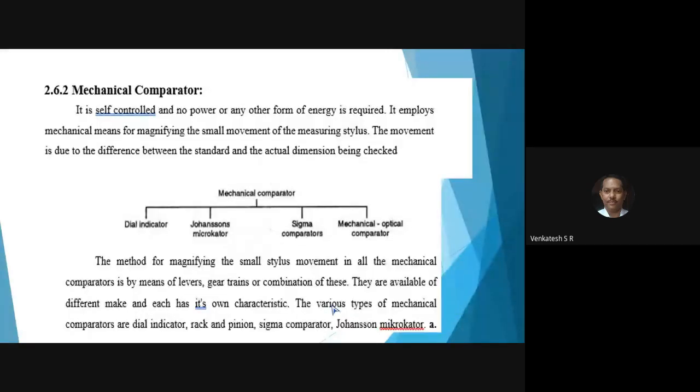Next, come to the point. Very, very important. All of you, please write down mechanical comparator. Write down the title, mechanical comparator.